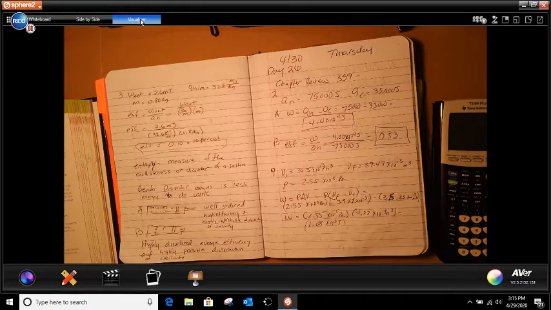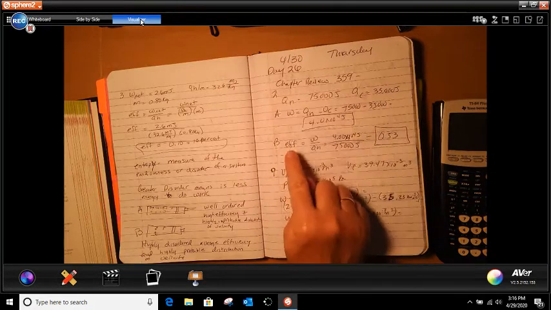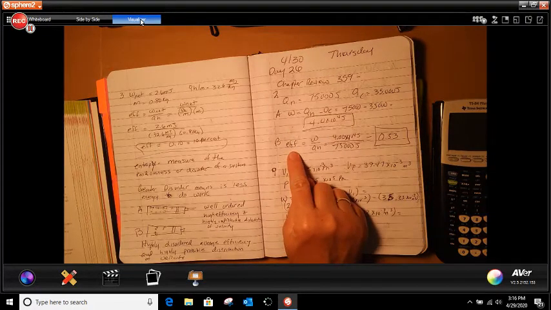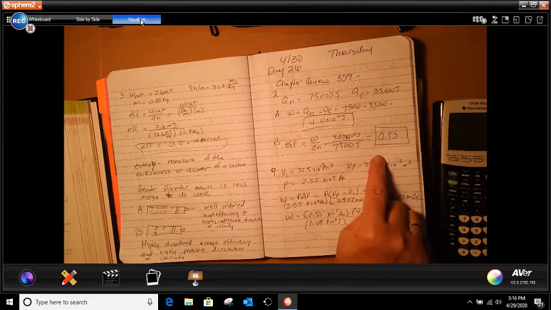Question number 2 asks us, what are the 2 ways the internal energy of a system increases? The way they do that is you can do it by Q or by efficiency. And then you can do the math on both of those, and that's it.